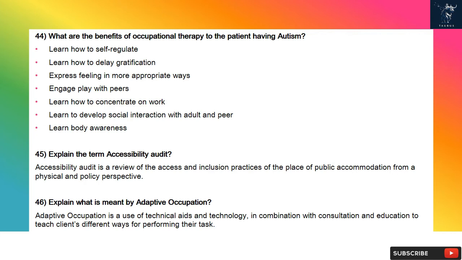45. Explain the term accessibility audit. Accessibility audit is a review of the access and inclusion practices of the place of public accommodation from a physical and policy perspective. 46. Explain what is meant by adaptive occupation. Adaptive occupation is a use of technical aids and technology, in combination with consultation and education, to teach clients different ways for performing their task.